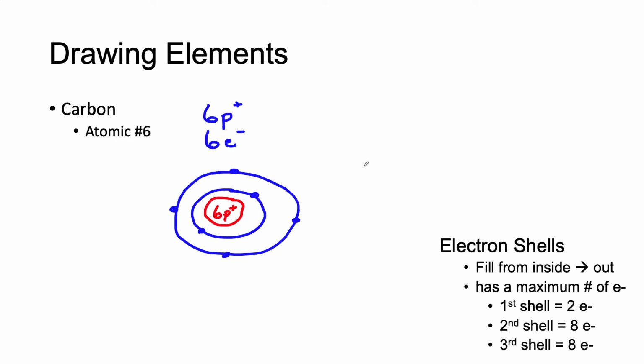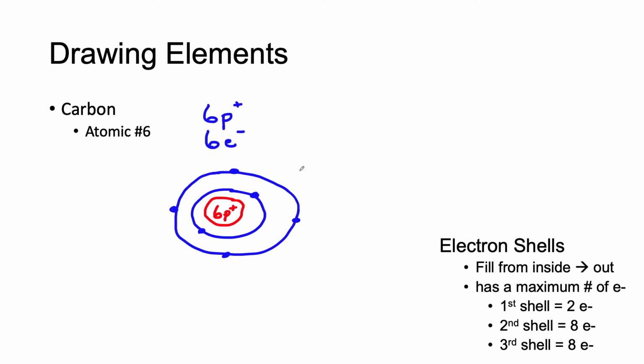Welcome back. Hopefully your drawing looks something like mine. What I did is I put my 6 protons in the nucleus, and then I drew my first electron shell, and I put 2 of my electrons in there. Now remember, I have 6 electrons. So once I've drawn my first shell, I have to draw another shell. And in that shell, I put the remaining 4.